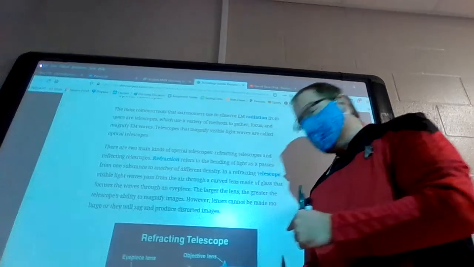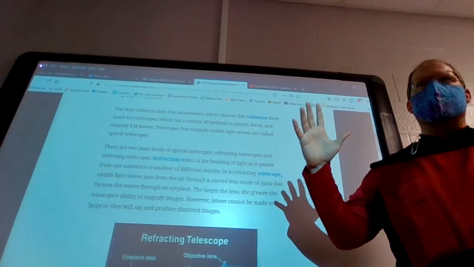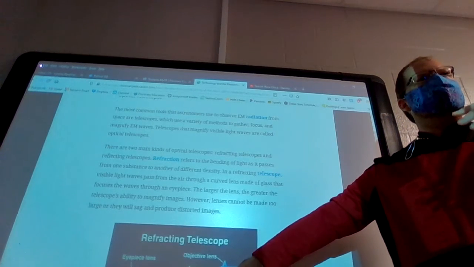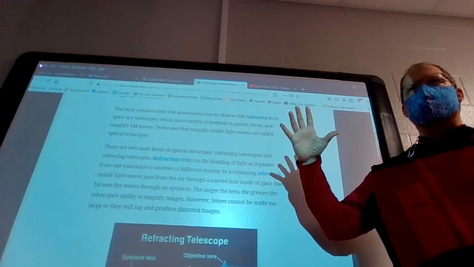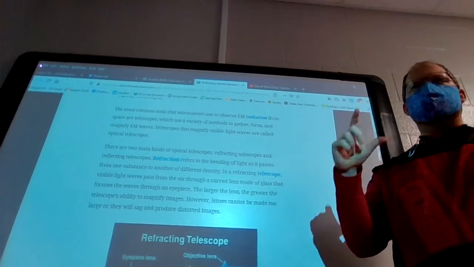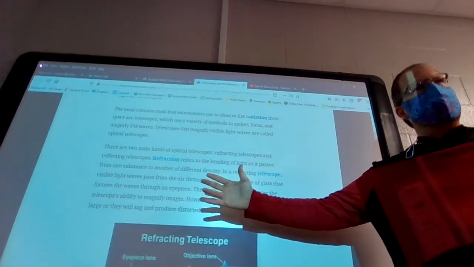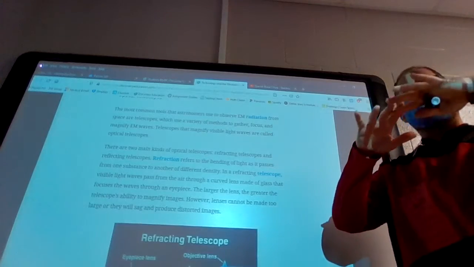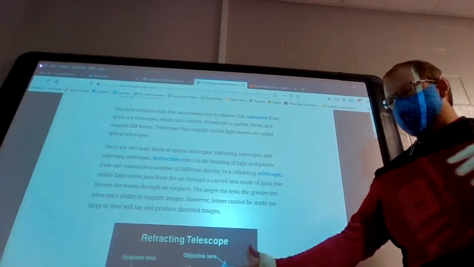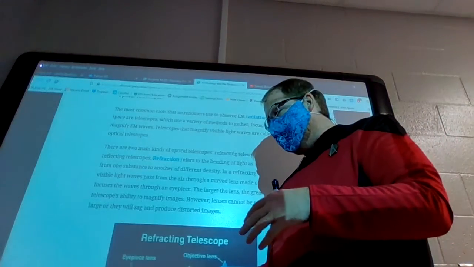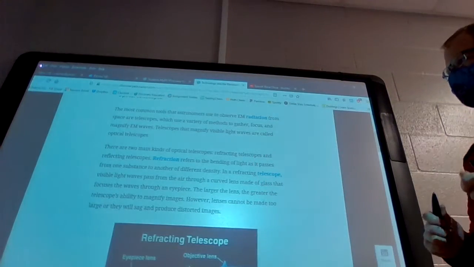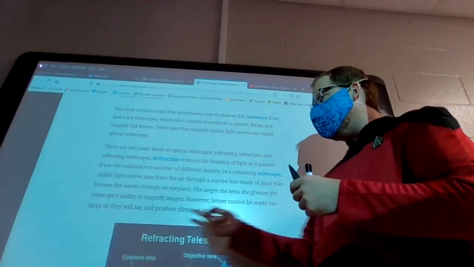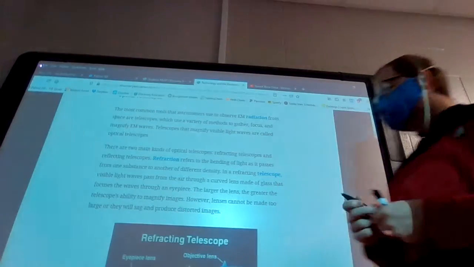Now, the problem with these is at a certain point, it depends on how professional you're talking, it is very difficult to make a nice lens that's super big. If you want to make it small, we can do that pretty easily. We can make machines. After you get over a couple feet big, there are little waves in it, there are imperfections, and it's very difficult to make such a large lens that's clear and can actually focus the light down to a very specific point. And so there is a limit to refracting telescopes. They say that, however, lenses cannot be made too large. They will sag in the middle and produce distorted images.